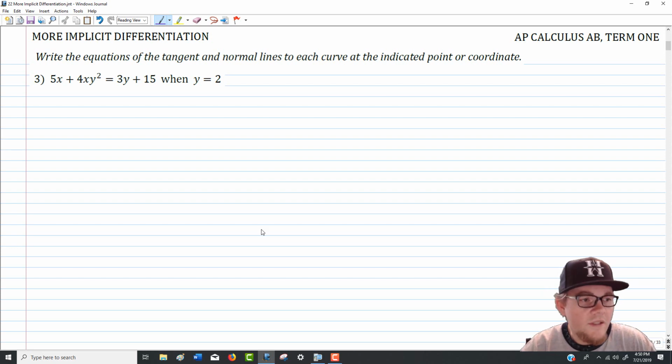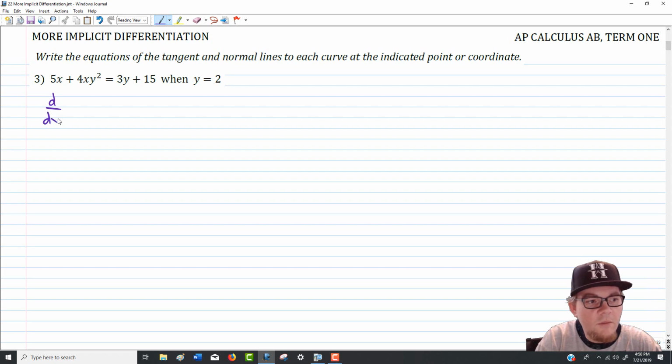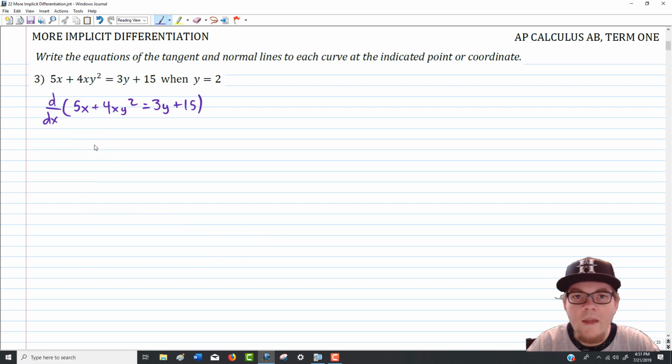So in this case, we've got the curve 5x plus 4xy squared equals 3y plus 15, and we want to figure out the equations of the tangent and normal lines to each curve when y equals 2. So since this is an implicit differentiation problem, I'm going to start with the implicit differentiation part. I want to take the derivative with respect to x of this entire equation. We're going to do it on both sides, so that we maintain the balance that we have defined, and that will allow us to at least get a slope equation developed. That'll be a function of both x and y.